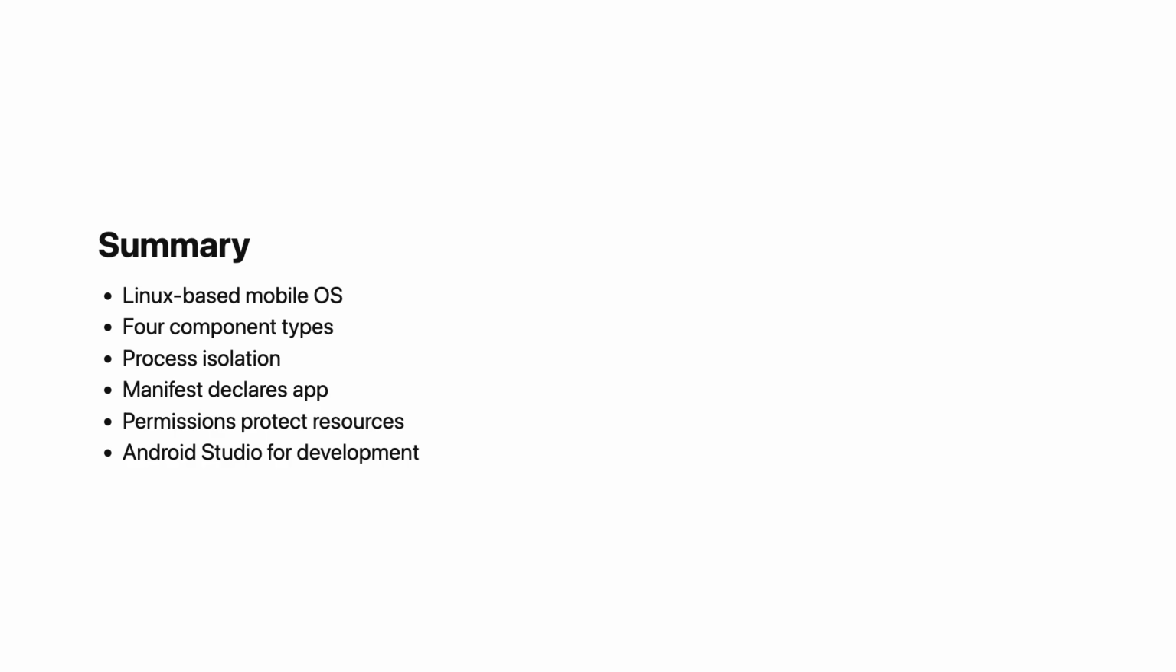Let us summarize. Android is a Linux-based mobile OS with layered architecture. Apps have four component types: activities, services, broadcast receivers, content providers. Each app runs in its own isolated process on the Android runtime. The manifest declares components and permissions. Permissions protect sensitive resources. Request only what you need. Android Studio provides the development environment.